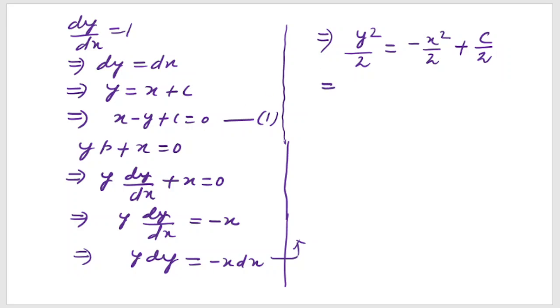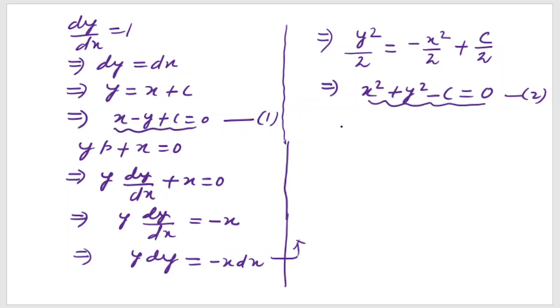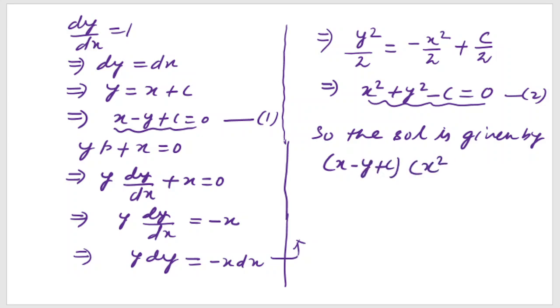So this can be rewritten as x square plus y square minus c is equal to 0, and this is our second solution. I can leave it as such, but it is standard practice to combine both solutions and write the solution like so. The solution in this case is given by x minus y plus c into x square plus y square minus c is equal to 0, and this is your answer.